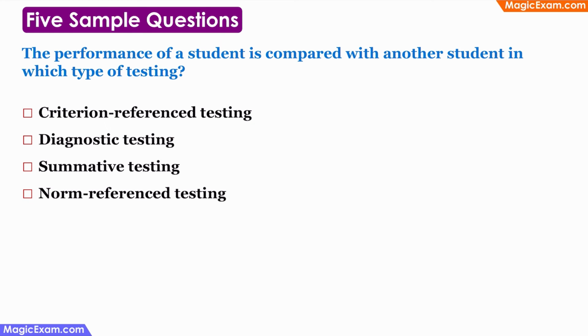The performance of a student is compared with another student in which type of testing? So here we are not talking about diagnostic testing. We are not talking about summative testing. So it can be either criterion reference testing or norm reference testing. You can easily remember it by saying that criterion reference testing, that is C, is like the CTET exam.